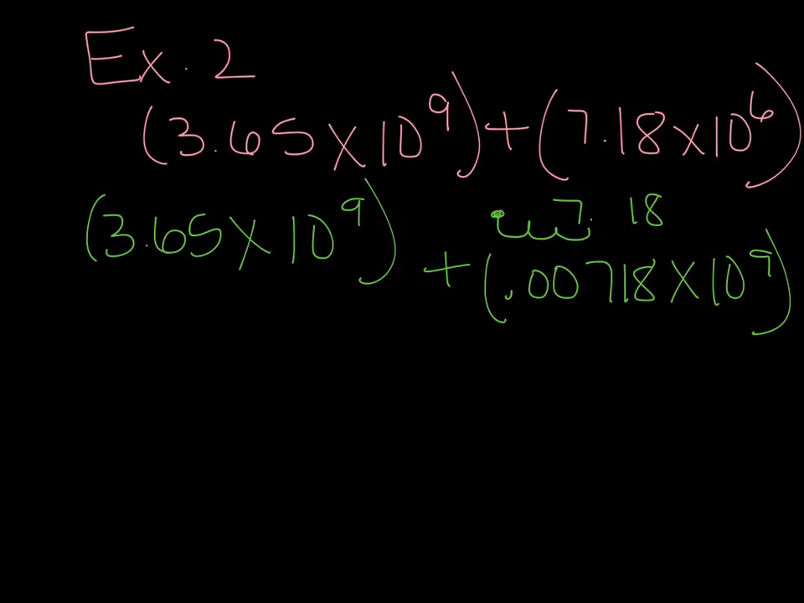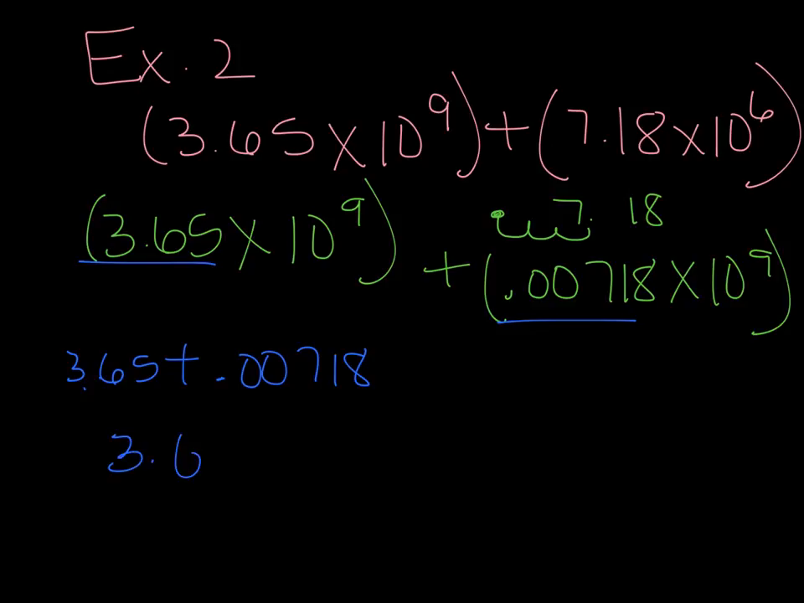Now, once you've done that, you should have taken the first number and the second number and added them. So you should have taken 3.65 plus 0.00718. When I did that addition, I came up with 3.65718, and then times 10 to the 9th. So that's your answer in scientific notation.